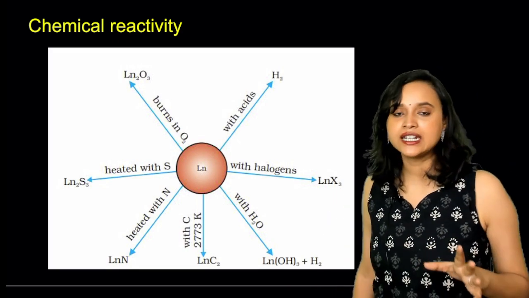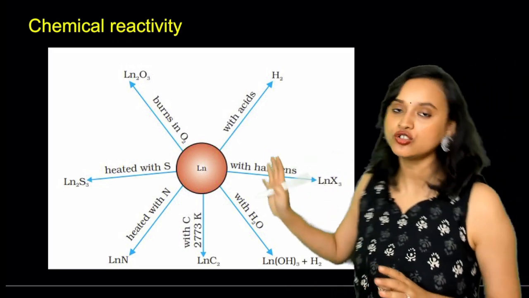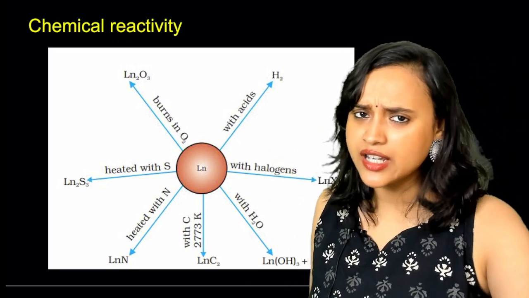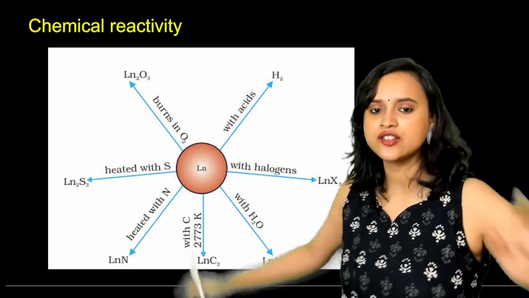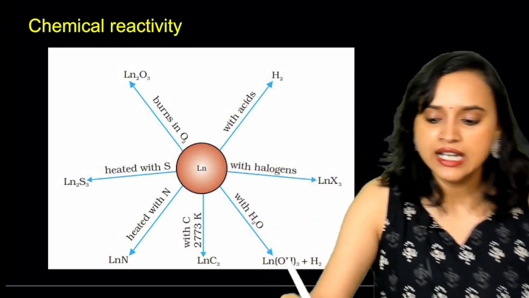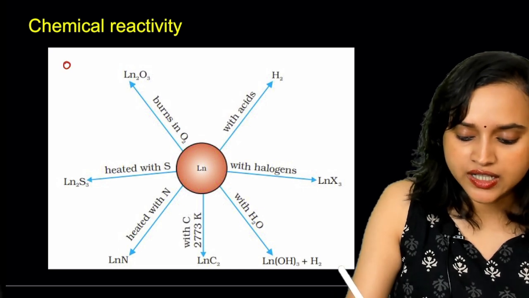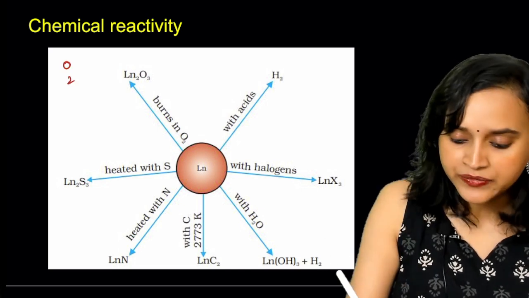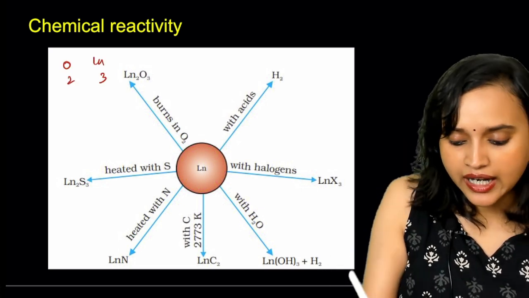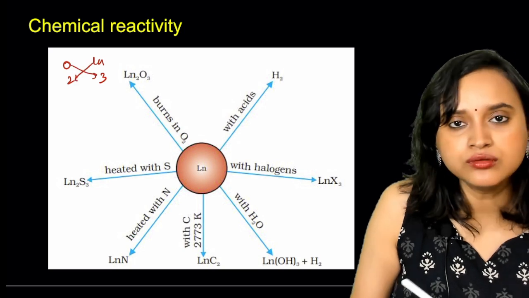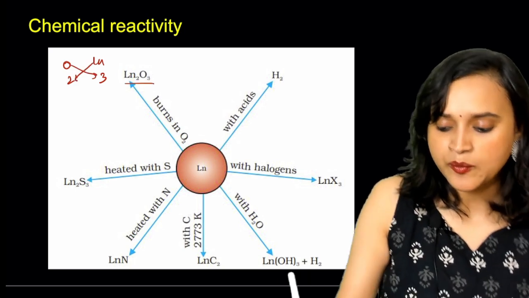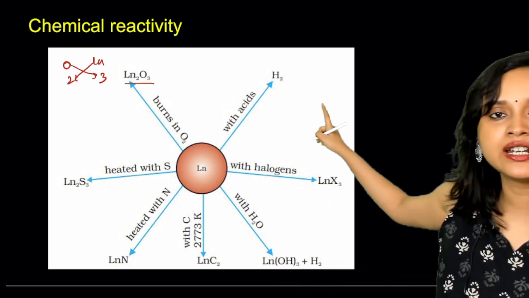Now, chemical reactivity. We just got to know that they have +3 oxidation state, so you don't really have to remember it. Always take a look at it. Oxygen shows 2, lanthanoids show 3, right? So it is Ln2O3, do you understand? Similarly, with acids, they will release hydrogen.